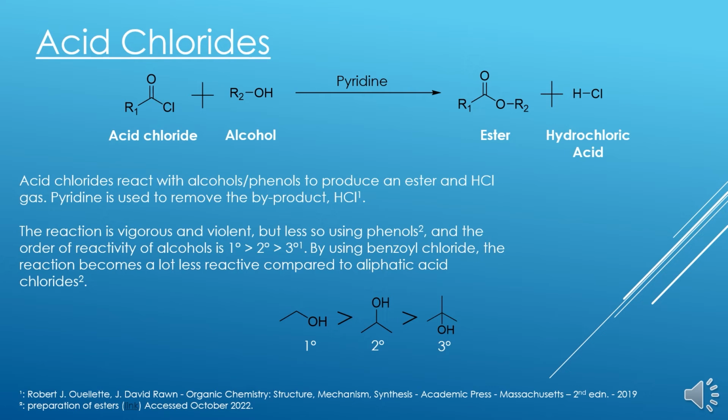Another way to synthesize esters is through the reaction of acid chlorides, also known as acyl chlorides, and alcohols, as seen above. This is an exothermic reaction which produces a byproduct of steamy HCl gas, which can be removed in the presence of pyridine. This reaction is very vigorous and violent, however it is less so if you use phenols instead of aliphatic alcohols. Alcohols have an order of reactivity which isn't an exception during this reaction. Primary alcohols react more readily than secondary alcohols, which react more readily than tertiary alcohols. Through using benzoyl chloride, the reaction becomes less violent, just like when using phenols in place of aliphatic alcohols.